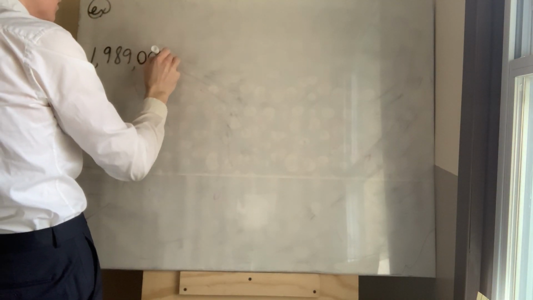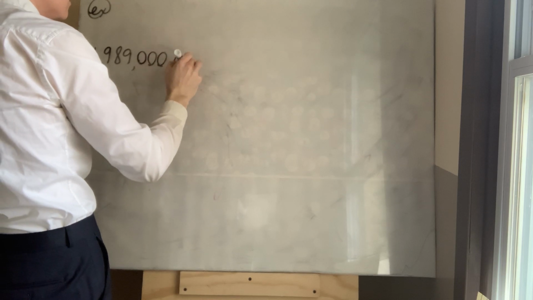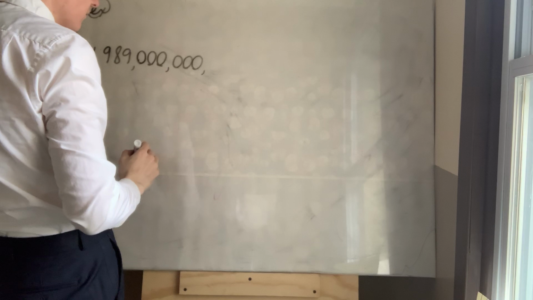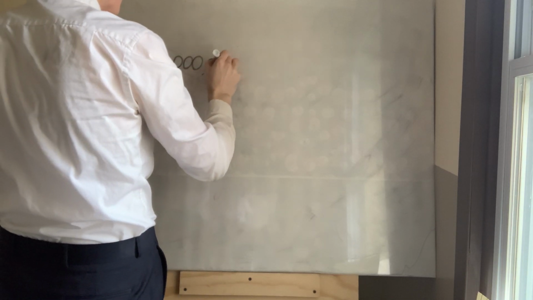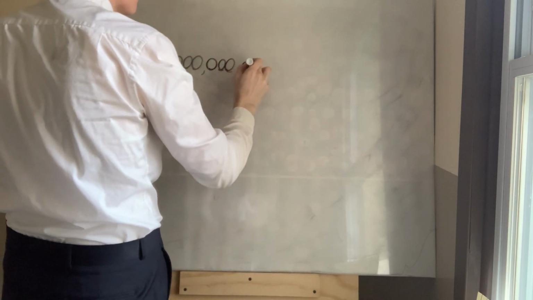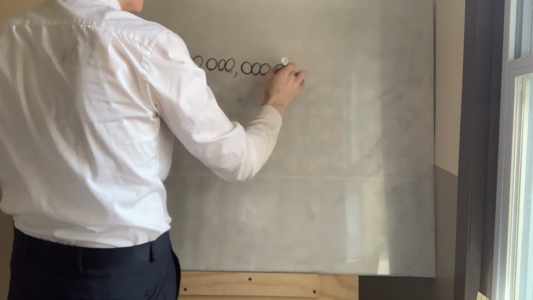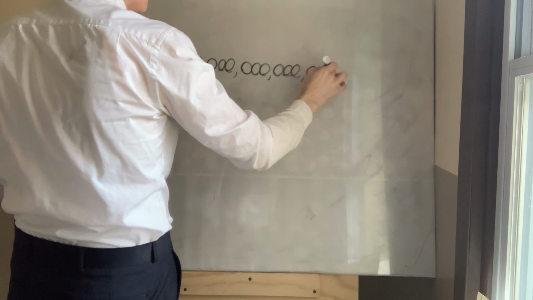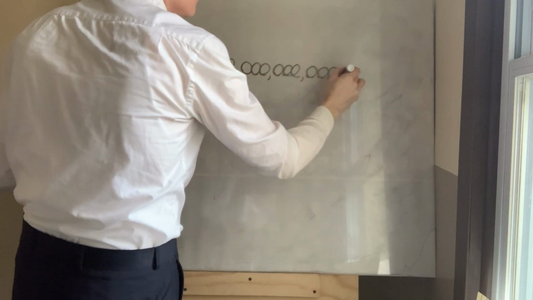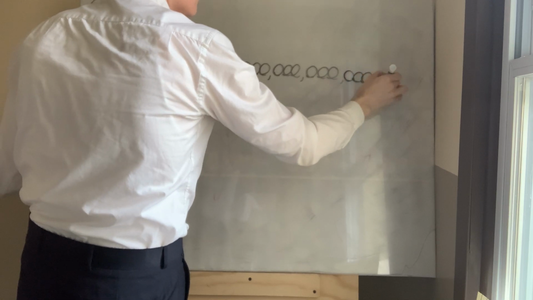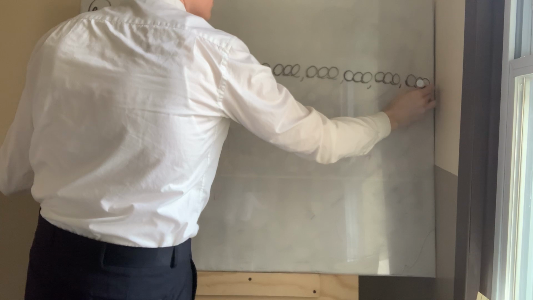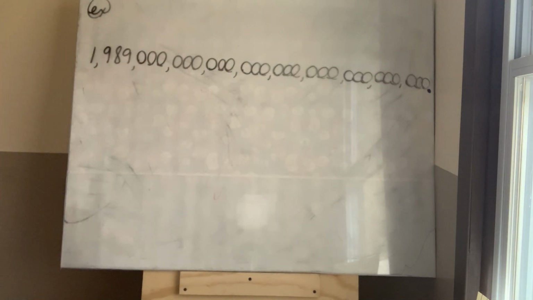And then behold, 9 groups of zeros in sets of 3. I may not even be able to fit this. 1, 2, 3, 4, 5, 6, 7, 8, 9. Really squeezing it in there. And the decimal would be here. That's horrible, isn't it?